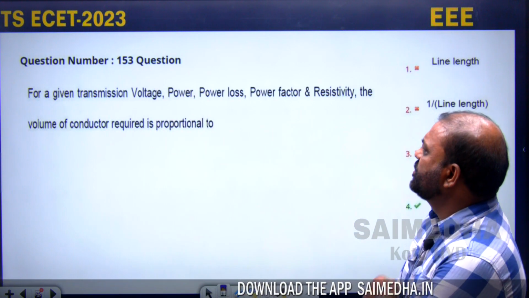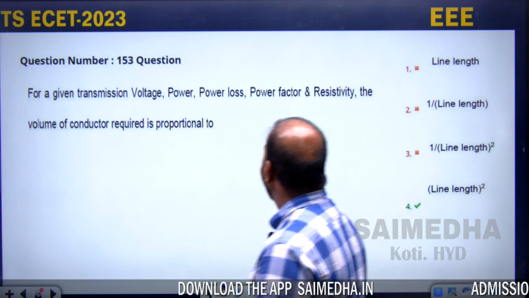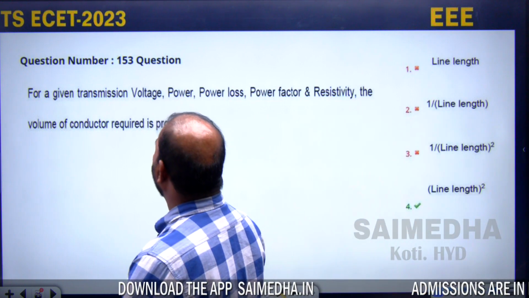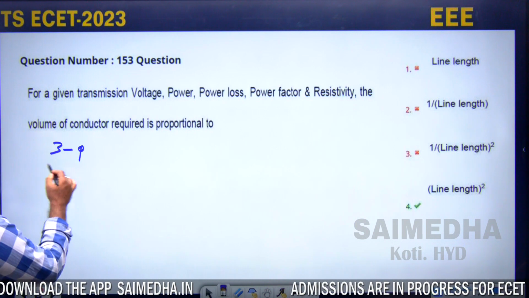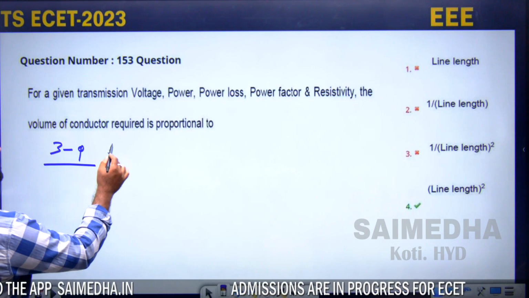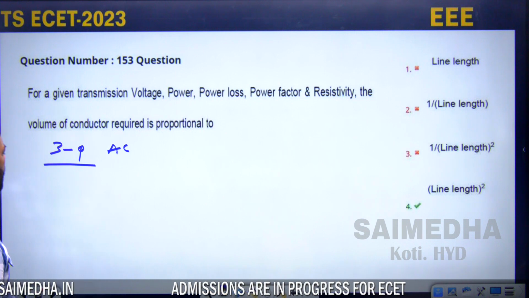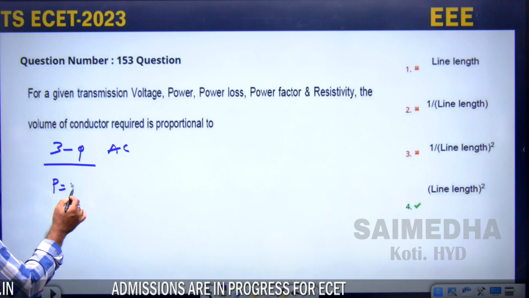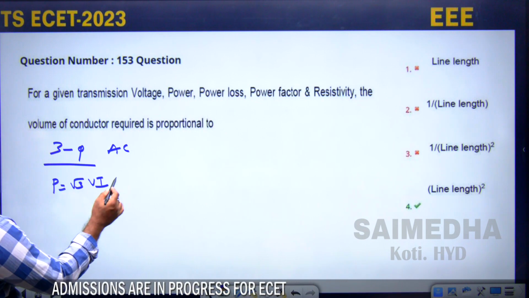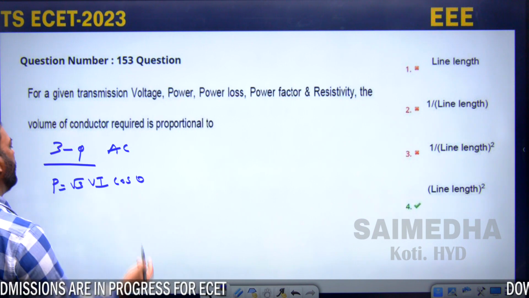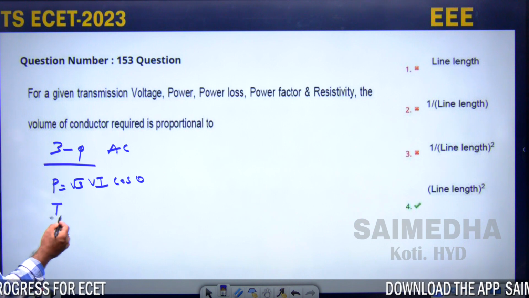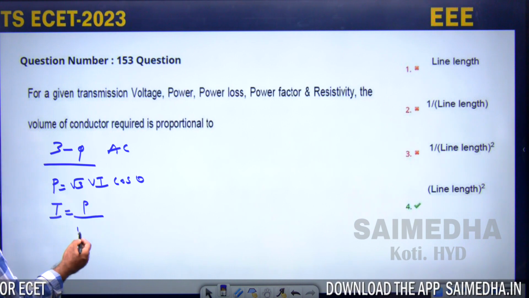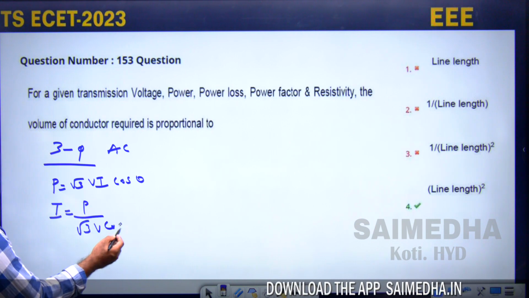For a given transmission voltage, power loss, power factor and resistivity, the volume of the conductor required is. Consider that we are dealing with a three-phase AC supply system. Then power is given by P is equal to root 3 VI cos theta. The power to be transmitted, the receiving end, PR is equal to root 3 VI cos theta. From this, I is equal to P by root 3 V cos theta.